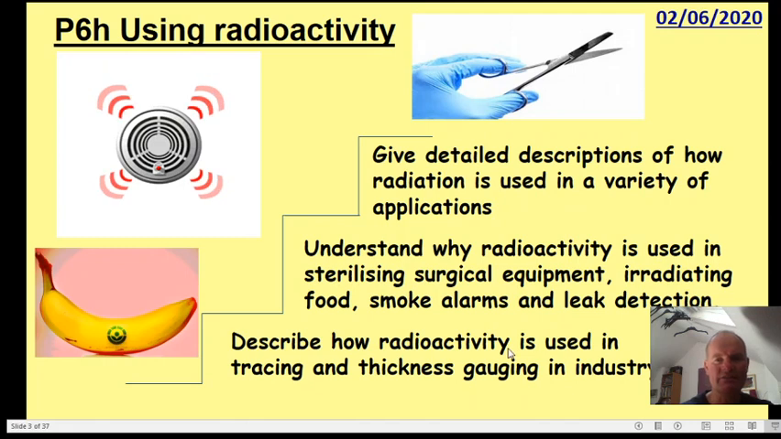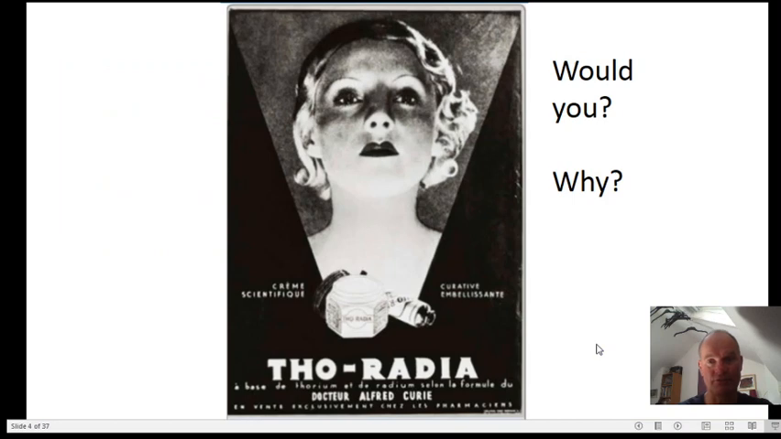Now, in terms of using radioactivity, we need to know how it's used in a variety of contexts. Sterilising surgical equipment, irradiating food, smoke alarms and leak detection, with a couple of others thrown in as well, and describe how it's used in tracing and thickness gauging in industry. So radioactivity, we know a bit about it, but it does have quite a few uses in the real world as well. So let's have a look at those.